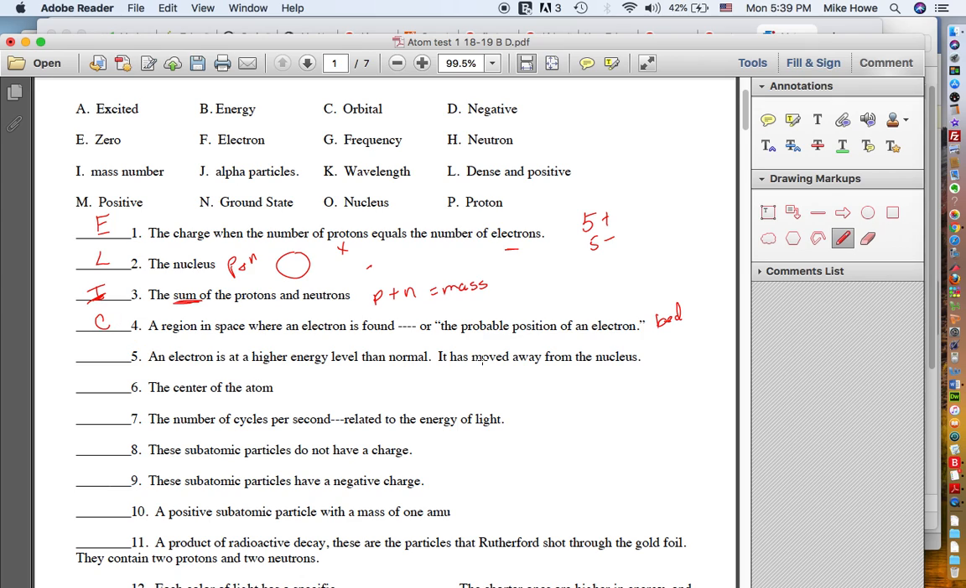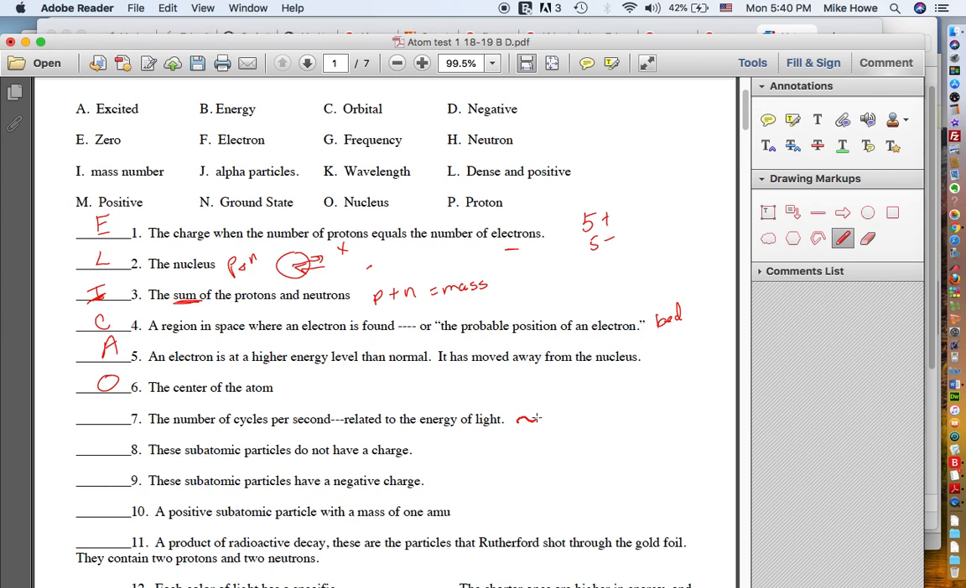So if an electron has moved away from the nucleus, remember it's sitting in here, put a little dot in here, the electron moves away from the nucleus, it goes out here somewhere. Then it comes back down. While it is at a higher energy than normal, it's excited. We call that an excited electron. That's A. The center of the atom, I think we all know, is the nucleus. So the nucleus is the center. That's O.